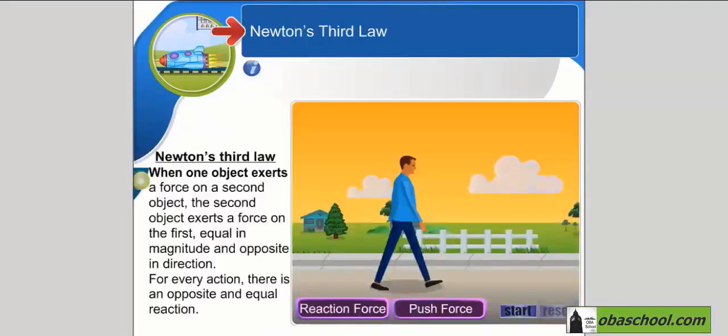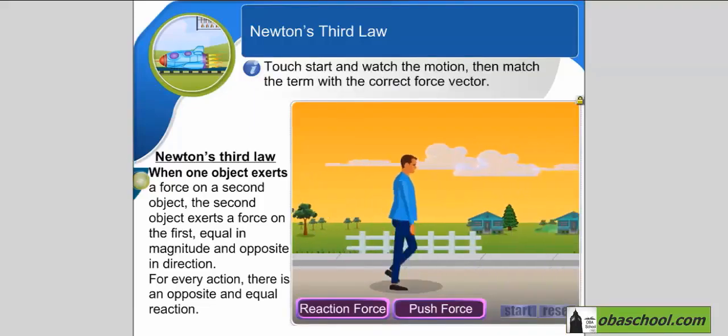The last law we're going to talk about in this tutorial is Newton's third law, and it states that when one object exerts a force on a second object, the second object exerts a force on the first, equal in magnitude and opposite in direction. For every action, there is an opposite and equal reaction.